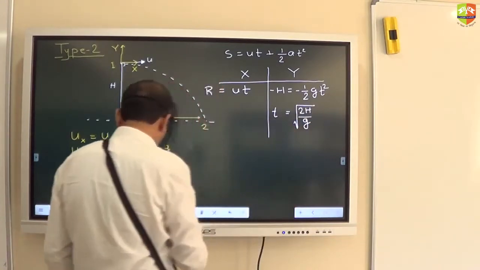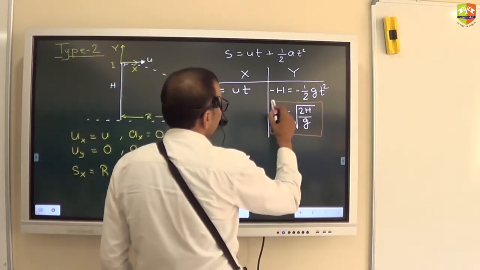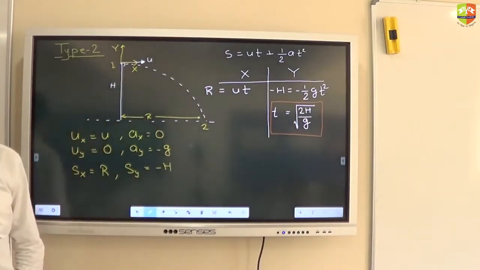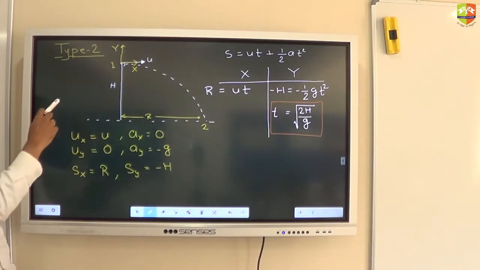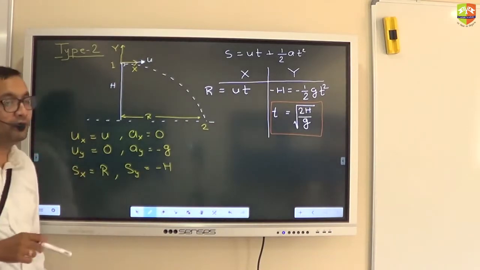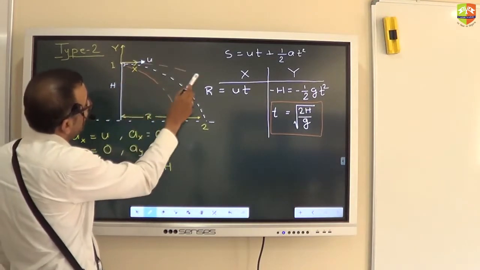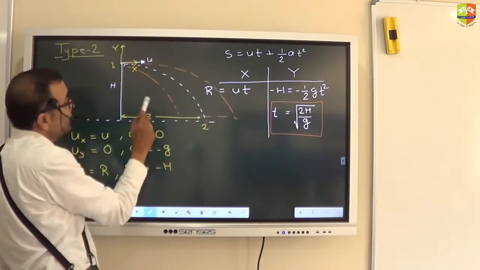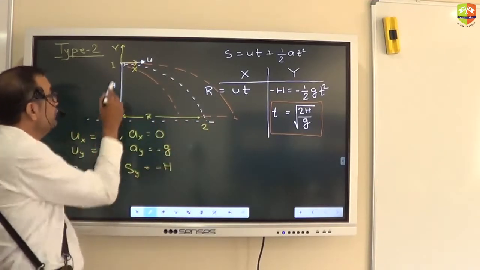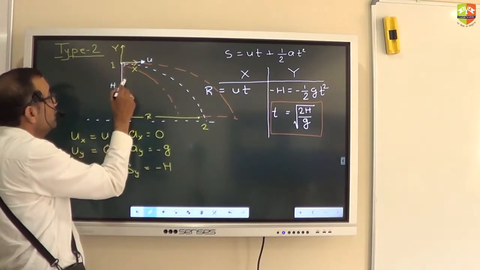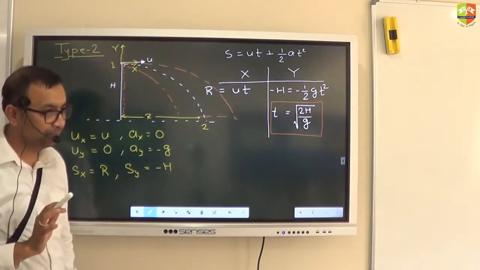Now this time of flight, something strange about it. What is that? Doesn't depend on velocity. Time of flight, how much time it will take from 1 to 2, doesn't depend on initial velocity. If I throw it slowly, it will fall like this. Throw it with higher velocity, it will go like that. But all of them will hit the ground together. Even if you just drop a ball from here, it will hit the ground at the same time. It doesn't depend on what is the initial velocity.